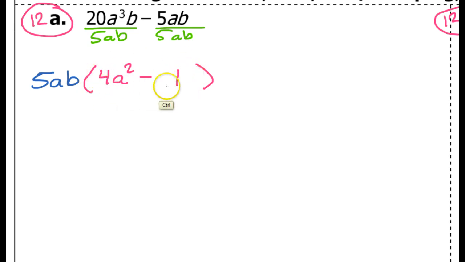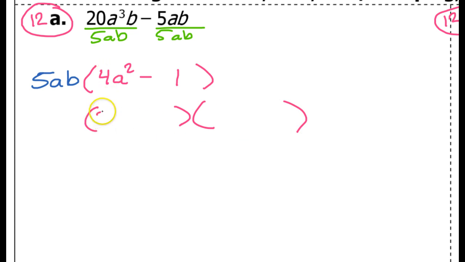Since this is a binomial, and we've already taken out the common factor, the only way this is going to factor is if it is the difference of squares. Well, it is a difference, subtraction. 4 is a perfect square, a squared is a perfect square, and 1 is a perfect square. So this is the difference of squares. So we must keep going and use the difference of squares pattern.